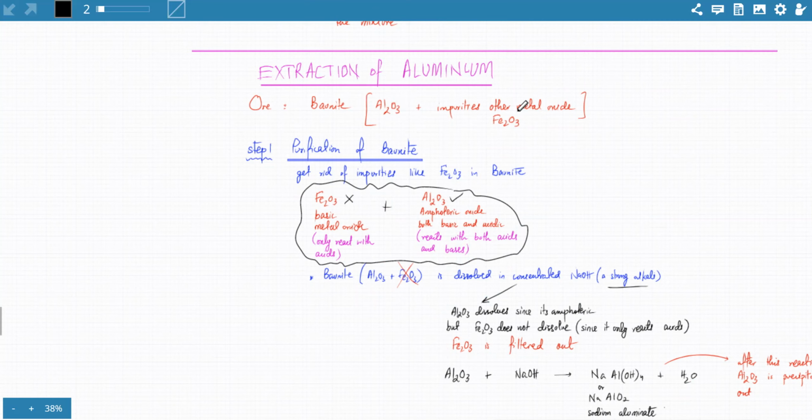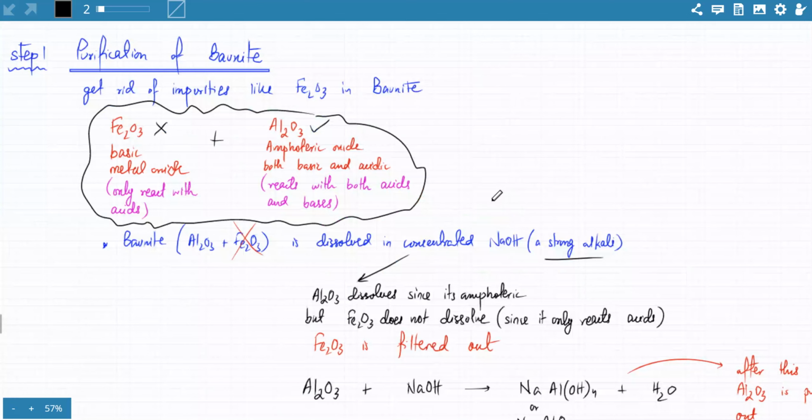So you need to get rid of impurities like Fe2O3 in bauxite. What you do is you mix it in concentrated alkali, a strong alkali, and dissolve it. Bauxite is amphoteric, so it dissolves, which means it reacts with both things. Iron oxide is basic. It doesn't. Metal oxides are basic, so a base doesn't react with another base. So the iron oxide is filtered off. Okay, that's the first part.